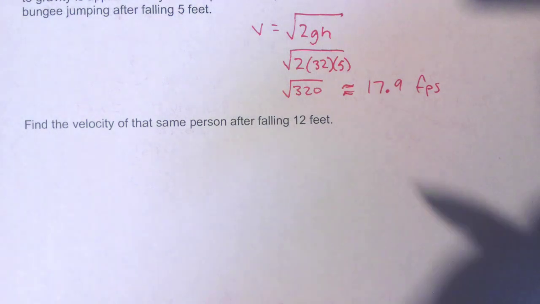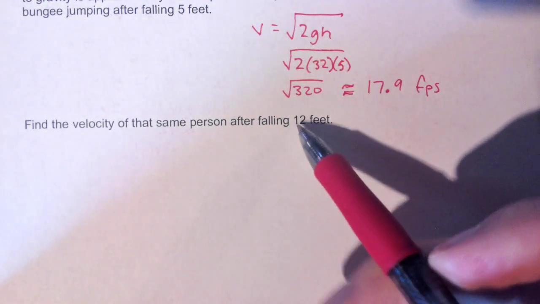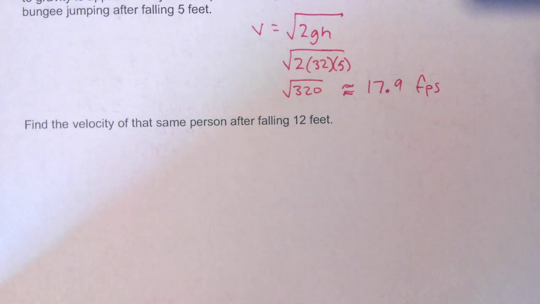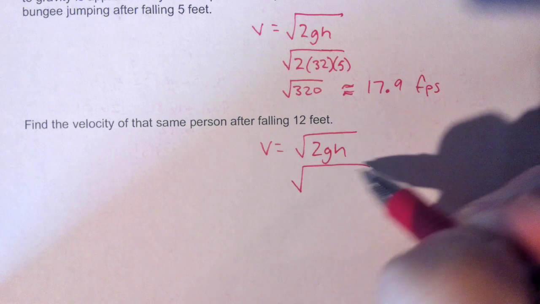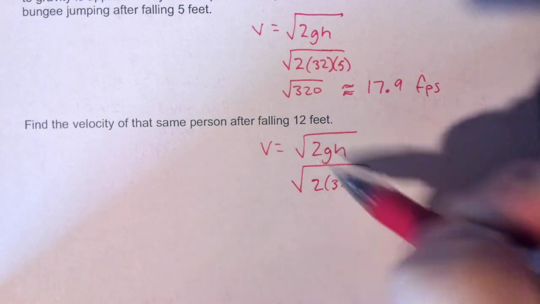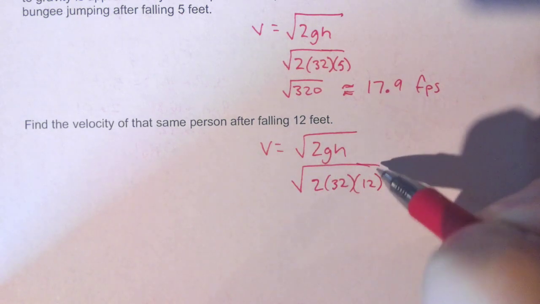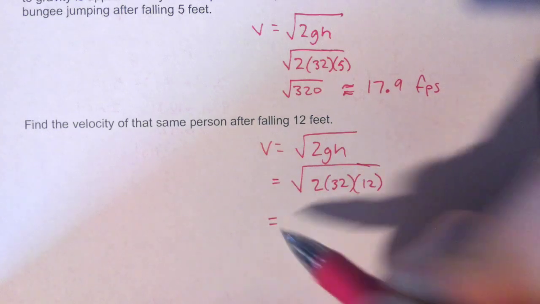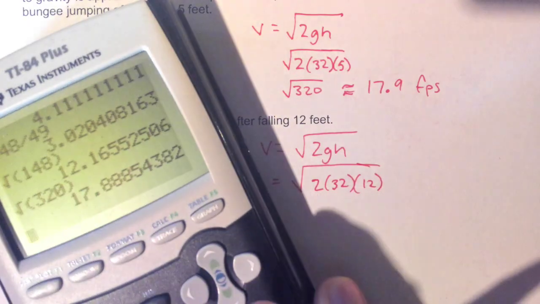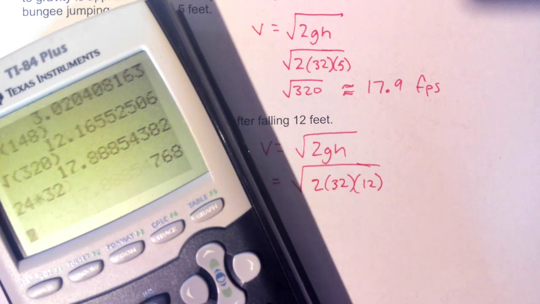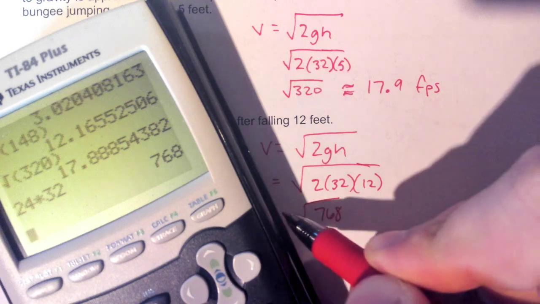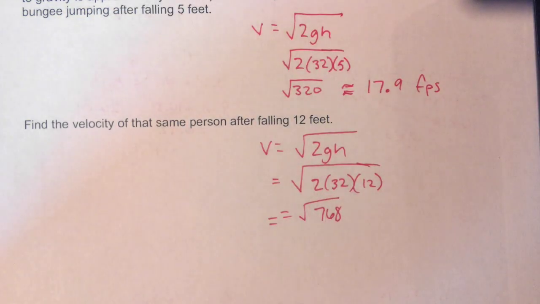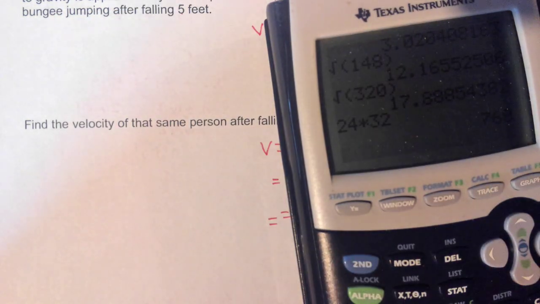Let's see how fast he's going after 12 feet instead of just 5. So 7 more feet down. How fast is he going now? So same formula. Gravity's still the same. It's still 32. But now he's fallen 12 feet. So let's see. What's 24 times 32? 768. So we got to find the square root of 768.